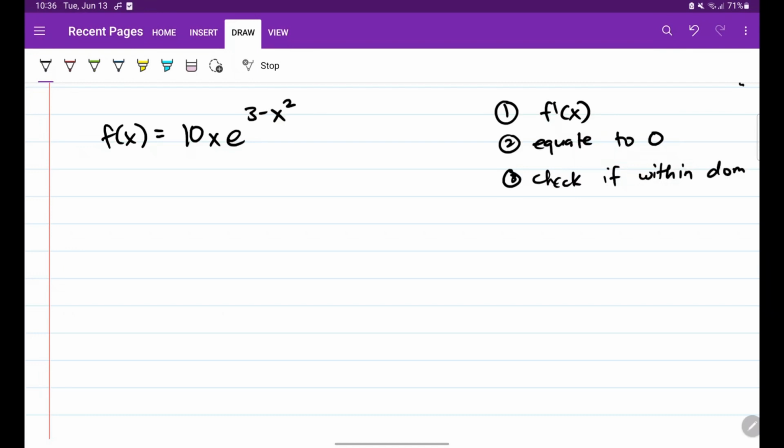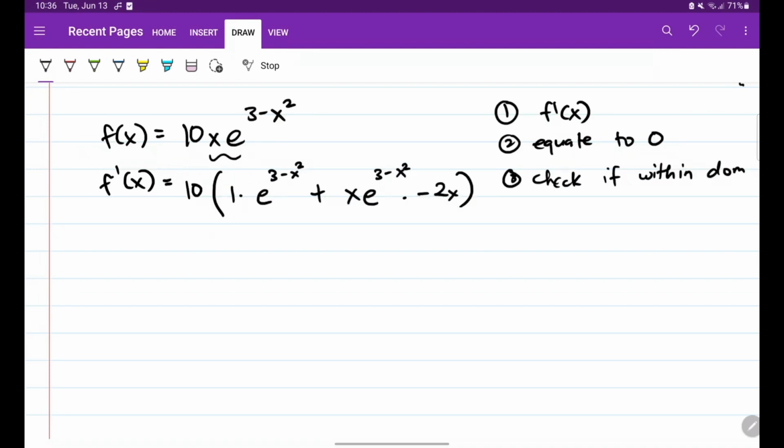Okay? So, 10x e to the 3 minus x squared. So, let's get the derivative. So, this is f prime of x. Then, I'll just take the 10 out and we will do a product rule here. So, 10 times 1 times e to the 3 minus x squared plus x e to the 3 minus x squared times negative 2x. Okay, so we just used the product rule here.